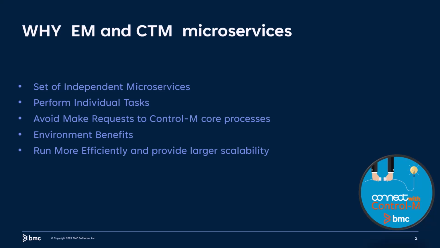Why Control-M EM and Control-M Server microservices? These services are a set of Kafka microservices that are independent from the Control-M core processes, and they can perform individual tasks without making requests directly to the core processes. This enables the environment to use fewer core process resources, run more efficiently, and provide larger scalability.